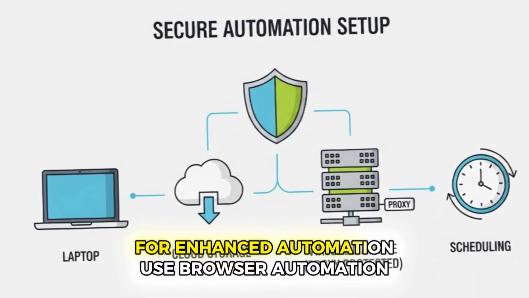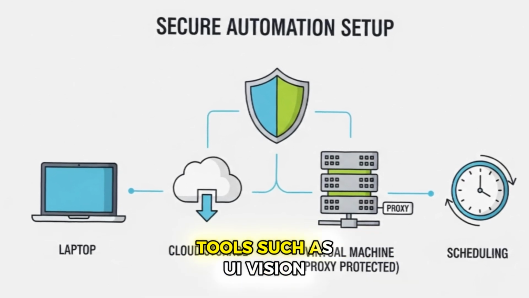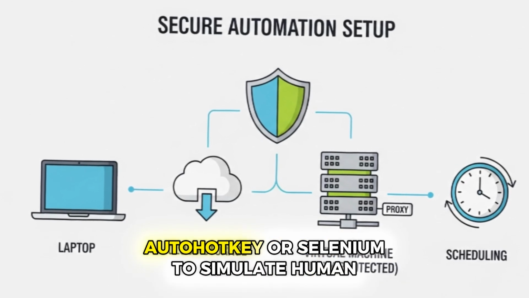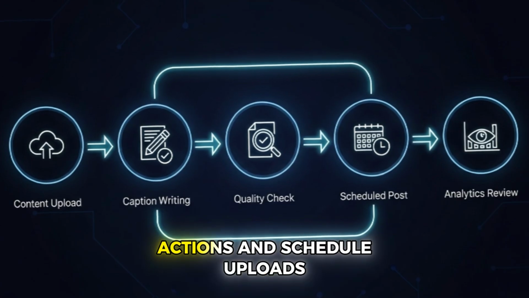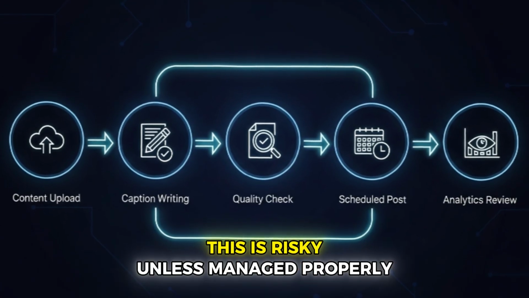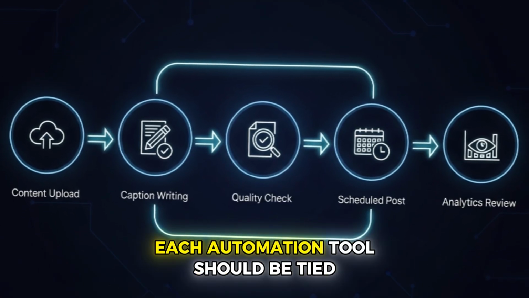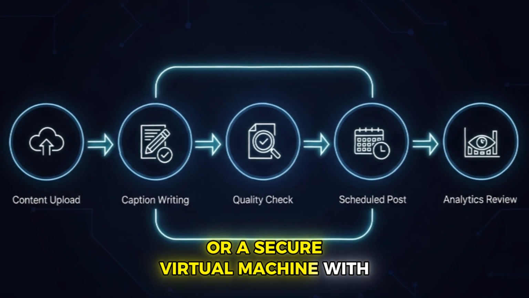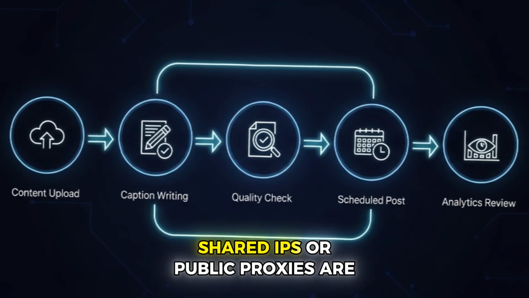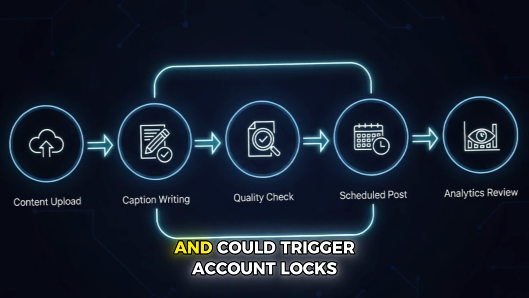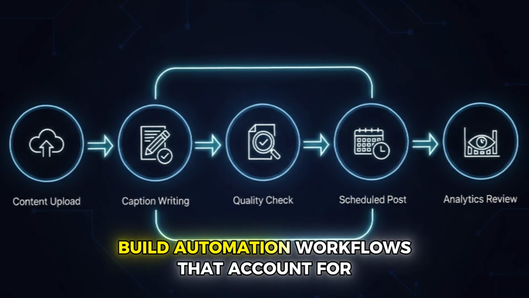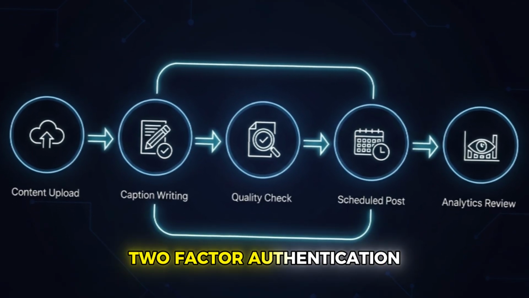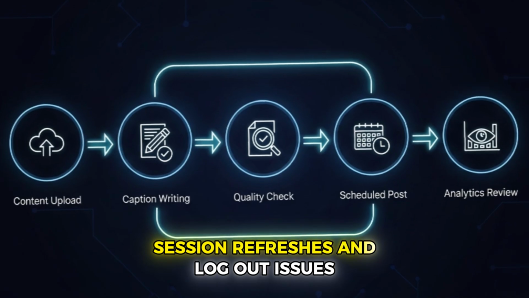For enhanced automation, use browser automation tools such as UI Vision, AutoHotkey, or Selenium to simulate human actions and schedule uploads. This is risky unless managed properly. Each automation tool should be tied to a dedicated device per model, or a secure virtual machine with a residential proxy. Shared IPs or public proxies are a red flag and could trigger account locks. Build automation workflows that account for two-factor authentication, session refreshes, and logout issues.